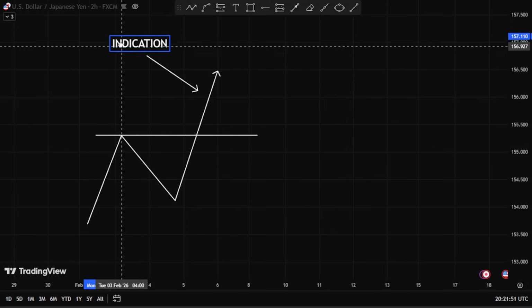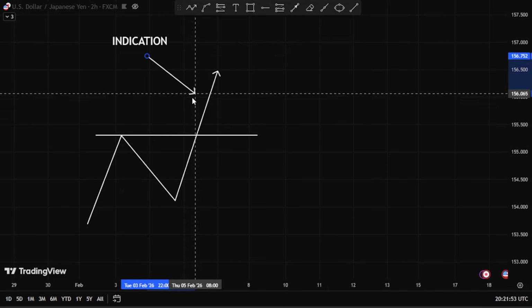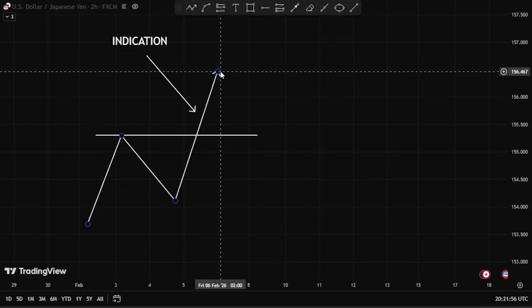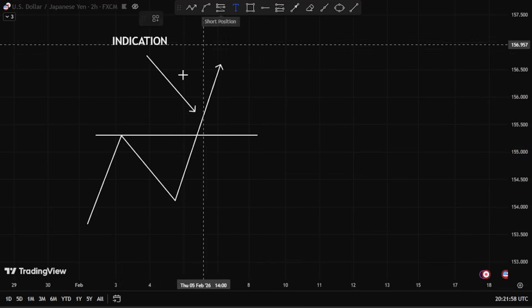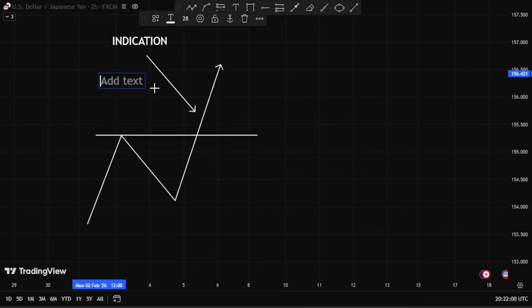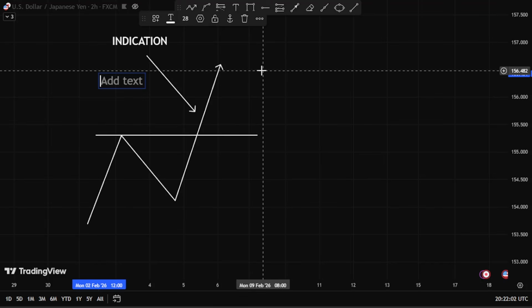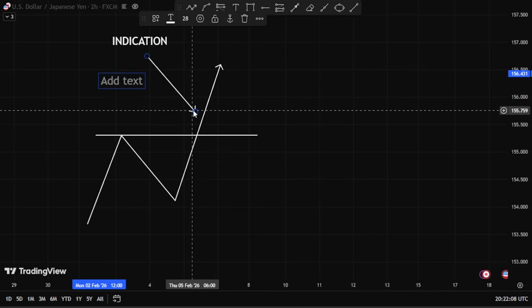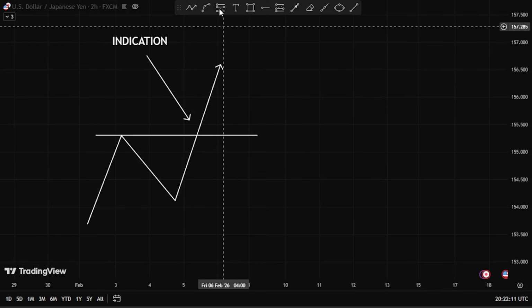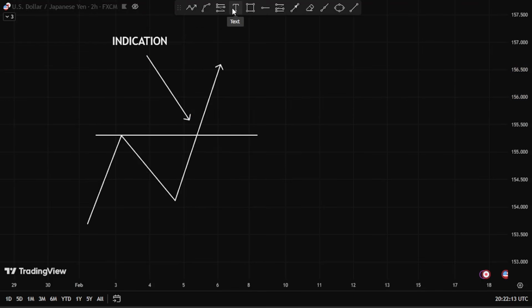So after marking your indication, usually the next step that follows is the correction. The correction is when price reverses back after giving you the indication, to grab liquidity most of the time, or to readjust itself so that it can take another bull run or another leg up.